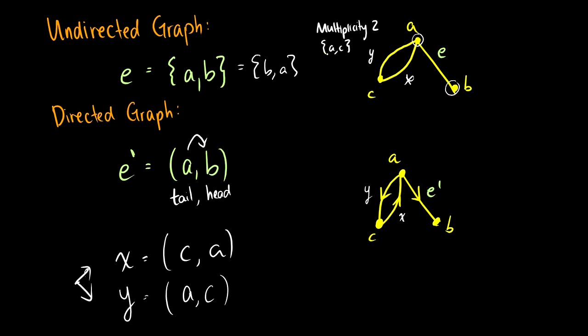So sometimes what we'll do is we'll just shorten edges. So we'll say that e is just equal to ab. And in an undirected graph, this is the same thing as ba. But in a directed graph, order matters. So this is not the same thing as ba. So sometimes we shorten them. When we give an example, we'll say it's an undirected graph or a directed graph, or we'll show a picture with the arrows.